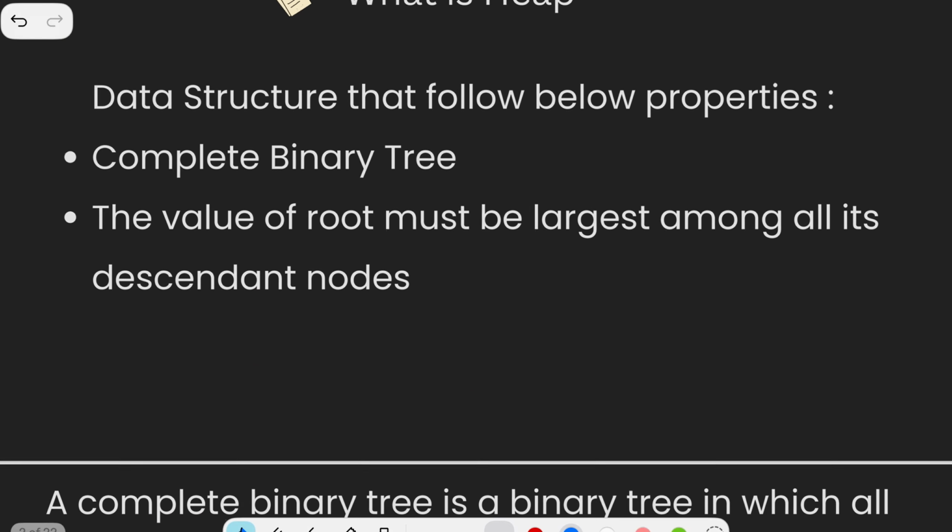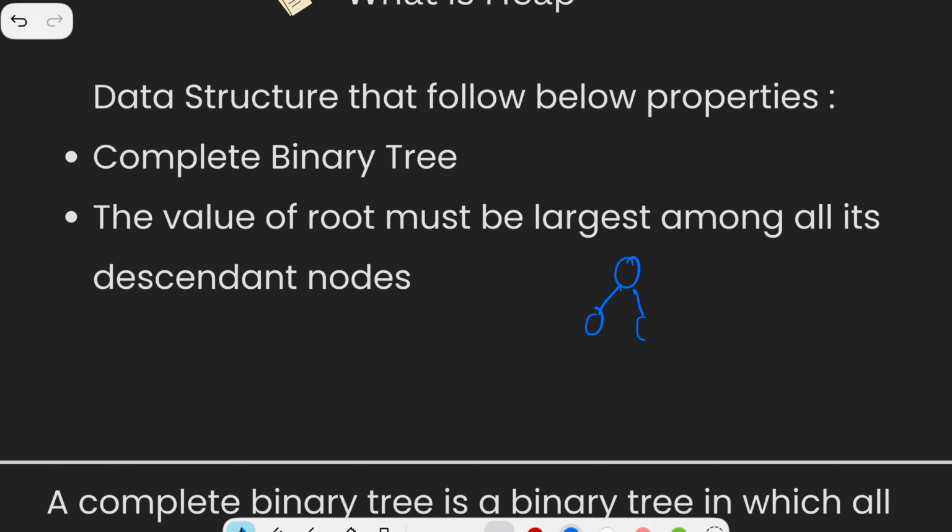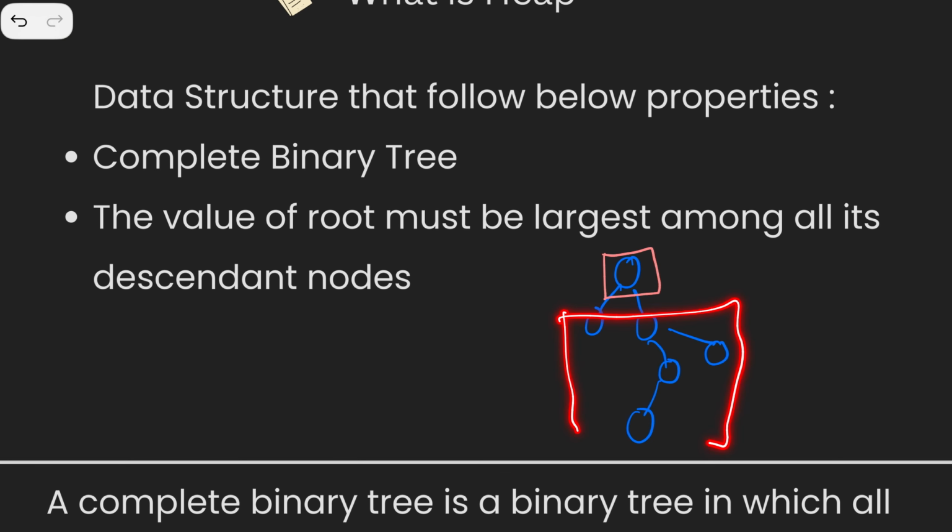So let's say you have a tree, something like this. So what is the second property saying? That the value of any node must be largest among all its descendant nodes. That means the value of this particular node will be largest compared to all its descendant nodes. And this is true for every single node. Look at this particular node, right? So the value of this particular node will be greater than the value of all its descendants. So that's what the second condition is.